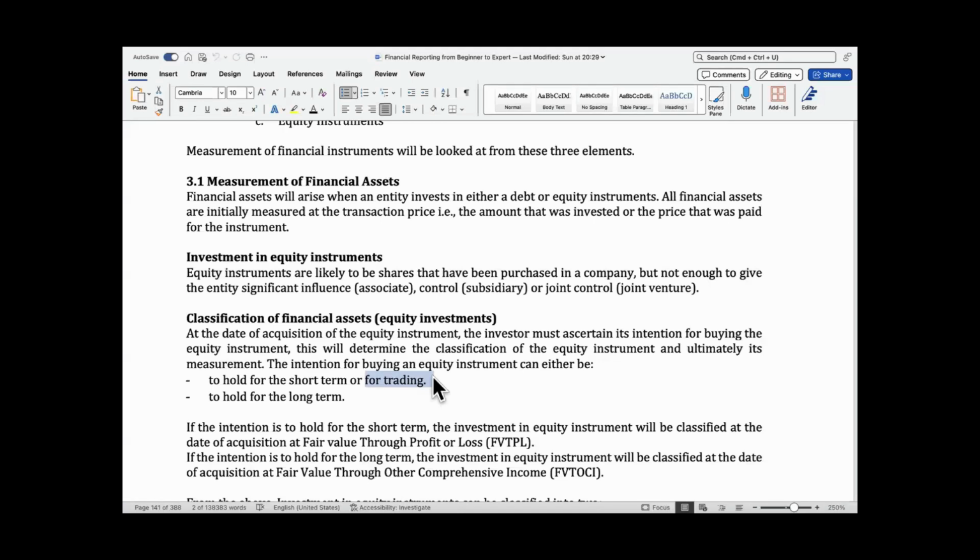It's that intention. So if you don't have the intention of selling, you just bought it for investment, then that one can be categorized as long term.